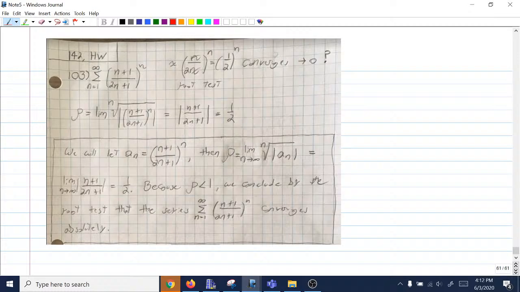Cool, so you're going to do the root test. We'll let a_n be this. Hey, good job giving a name to the thing. Then rho equals the limit of this, equals this, equals 1/2. Because rho is less than 1, we conclude by the root test that the series converges absolutely. This is all perfect.